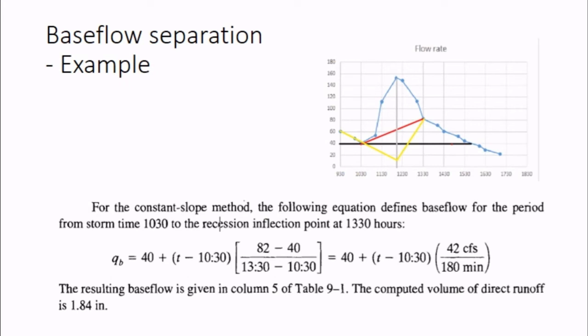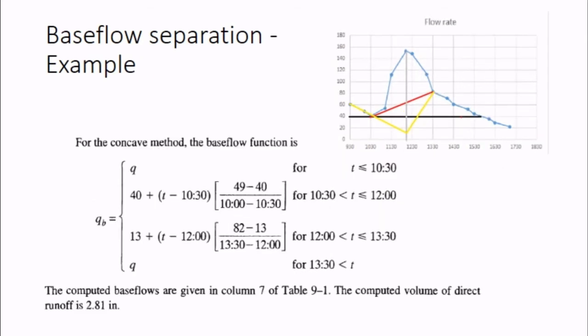Okay, so then ito yung isa pa para naman sa constant slope method. The following equation defines base flow for the period from the storm time 10:30 to the recession inflection point at 13:30. The resulting base flow is given in column 5. Then, ito naman yung sa concave. And then, the resulting is 2.1. The computed base flows are given in column 7. The computed volume of direct runoff is 2.81. So, ibig sabihin, 2.81 yung baha na may experience dun sa area na yon.